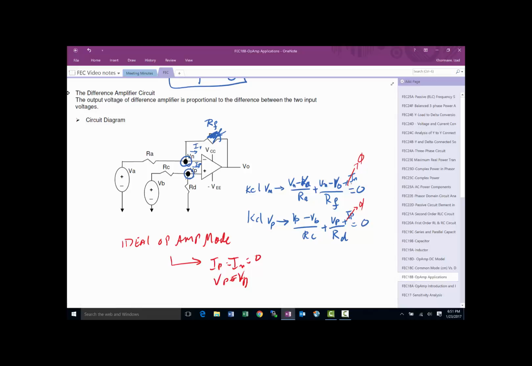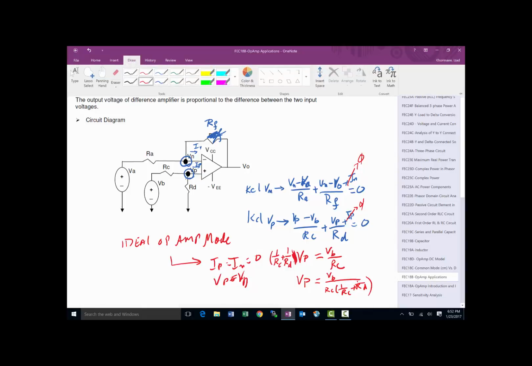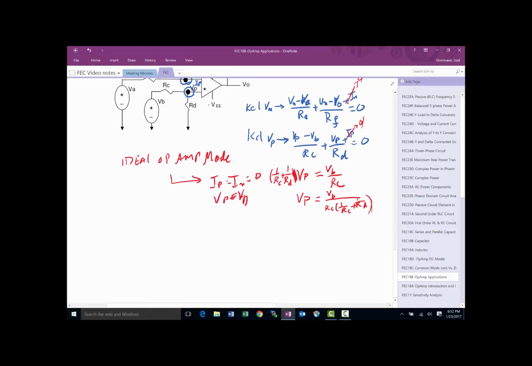If you notice, from here we potentially could find Vp from this equation down here. If we factor Vp out, it would be 1 over Rc plus 1 over Rd times Vp, and that whole thing is equal to Vb over Rc. So we clean this up, and we get a Vp from here that is equal to Vb over Rc times 1 over 1 over Rc plus 1 over Rd. Then we can take that and plug it back into the first equation, because Vp now we know is equal to Vn.